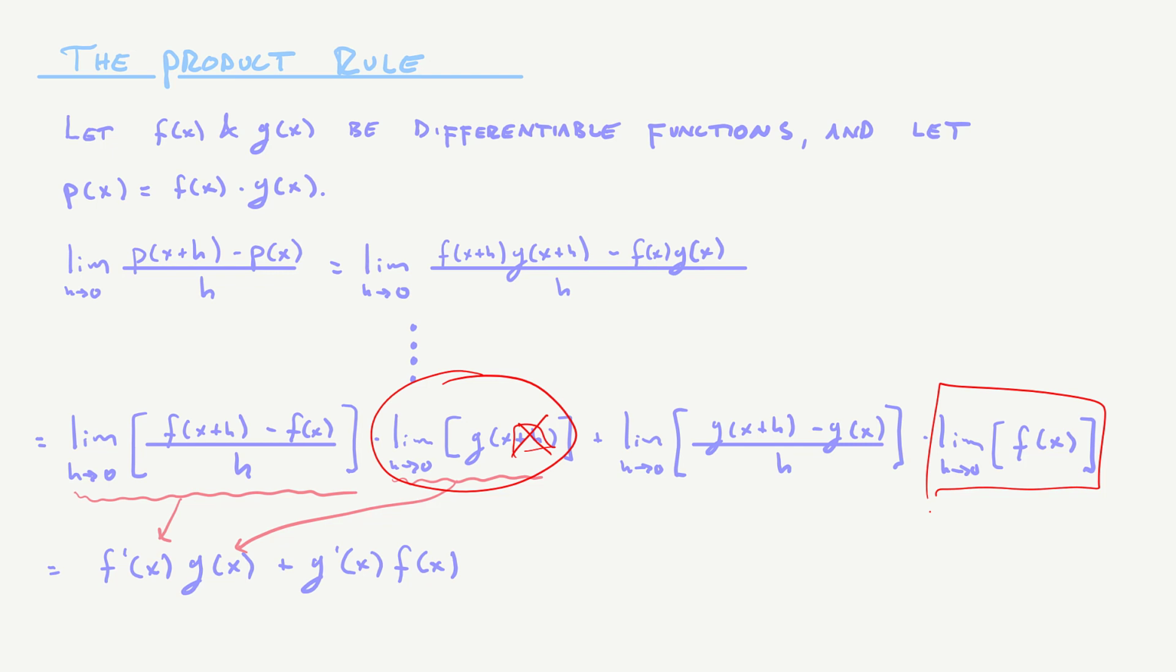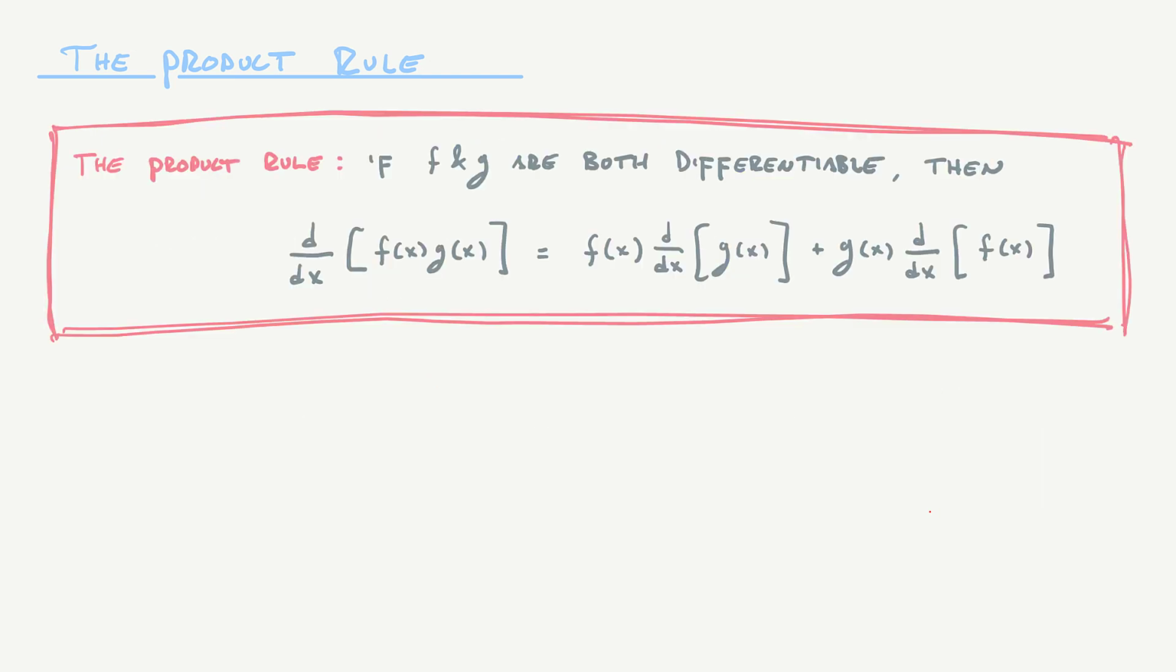F of x is kind of like a constant for the limit as h approaches 0, since it has no h's in it. So that's not affected. We're just going to get f of x there. And so that is called the product rule.